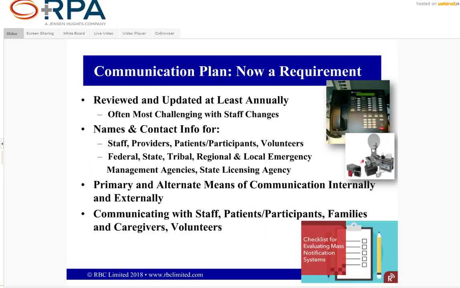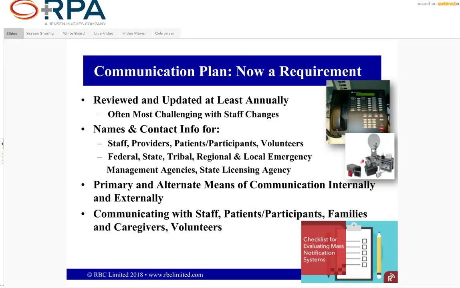Now, the communication plan by the final rule is a requirement. So that's going to be built into your plan and updated on an annual basis. So the first list I gave you in your tools was a coalition collaboration contact list, but you can call it whatever you want. It is required in the final rule as an outpatient healthcare provider that you actually contact your local and regional community partners, not only coalition, but your emergency management partners, vendors, for example. And you can see it's listed right in the final rule: staff, providers, patients, volunteers, and then federal, state, tribal, regional, local, emergency management, and state licensing.